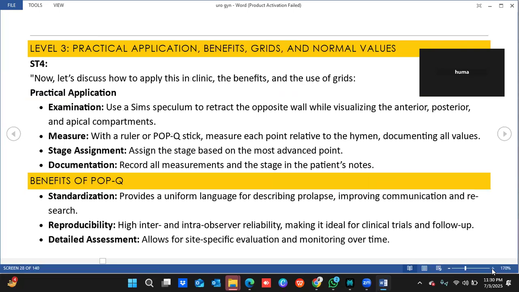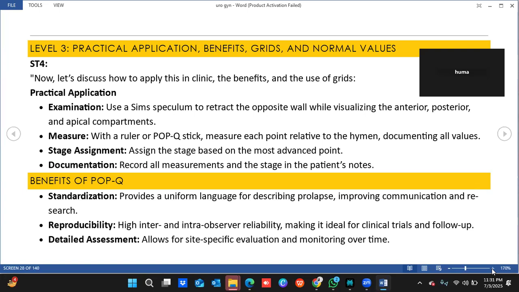So now we will discuss how to apply this in clinical practice, the benefit of this, and the use of the grid. The practical application is that we examine the patient with the Sims speculum to retract the posterior wall, retracting the opposite wall. While visualizing the anterior, posterior, and apical compartments, we measure with a ruler or the special POPQ stick, which is available in the market, measuring each point relative to the hymen.